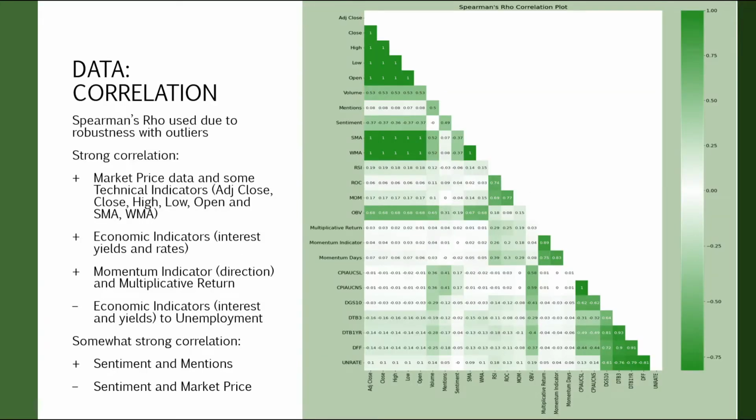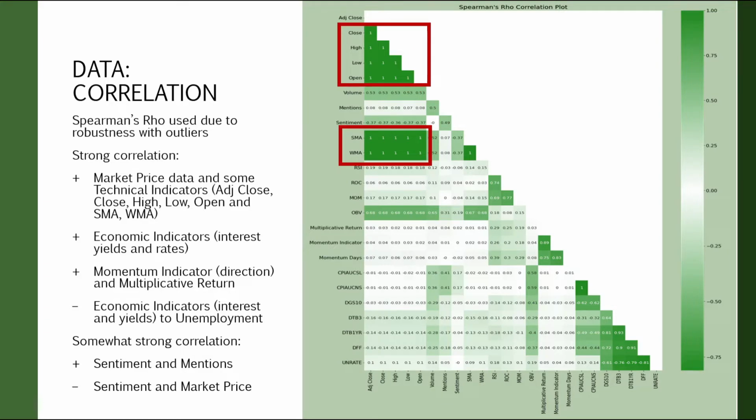With regard to correlation, I used the Spearman's Rho method because one, it's more robust to outliers, and two, it wasn't as dependent on the assumptions of normality. Again, my focus was more on non-parametric models, so this seemed acceptable. Dark greens represent either a positive or negative correlation. So when you see the lighter shades or white, there is less correlation.